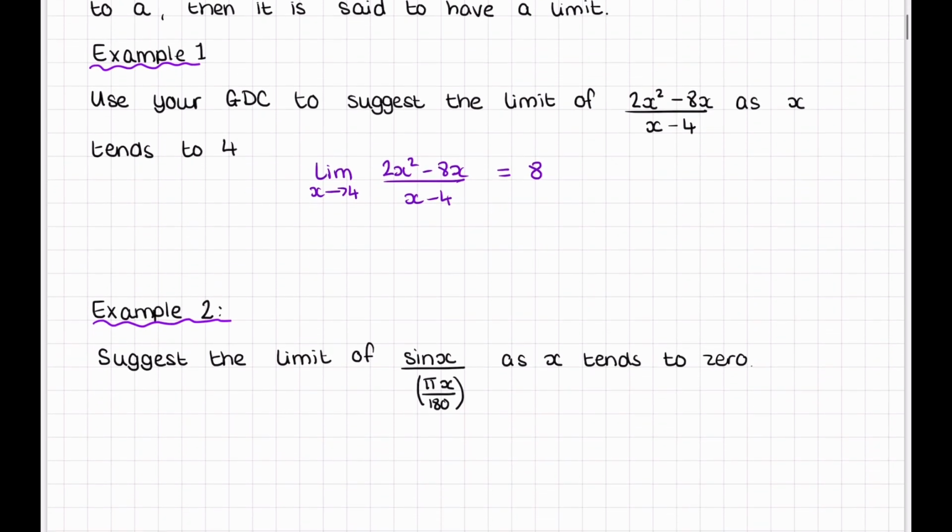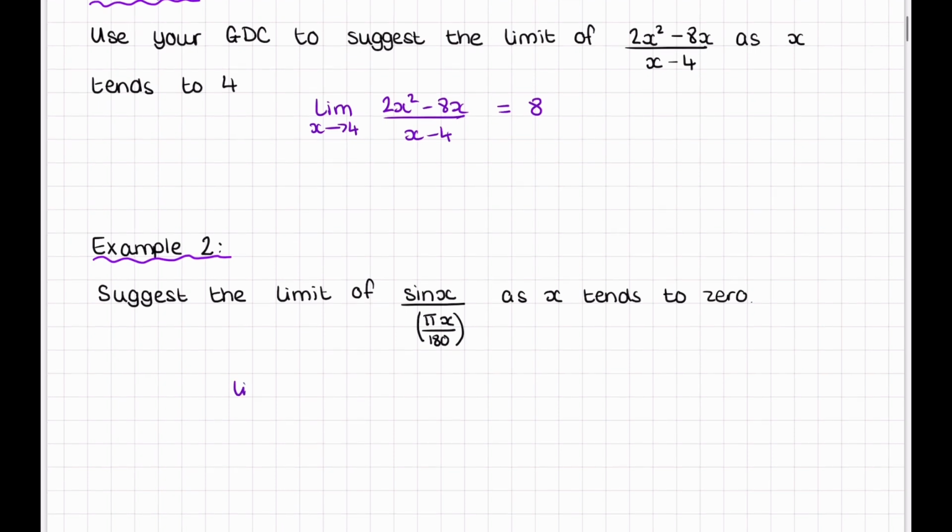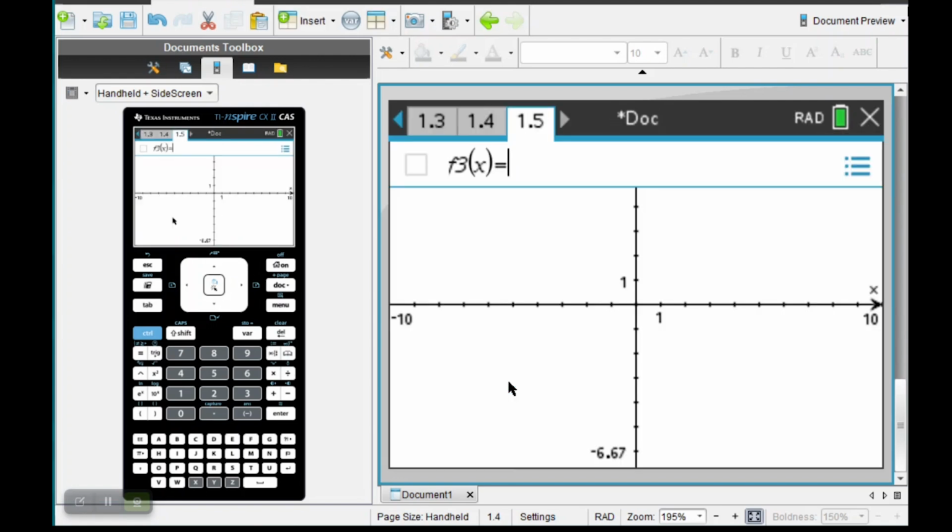Next example, suggest the limit of sine x over pi x over 180 as x tends towards 0. So this time we are doing our limit as x gets closer to 0 of sine x over pi x on 180. Now we'll just go to our calculator, do the exact same process we did before to find out what the limit is. So in our graph here, because we have sine and we are in IB SL, we need to make sure that our angles are set to degrees for this to work.